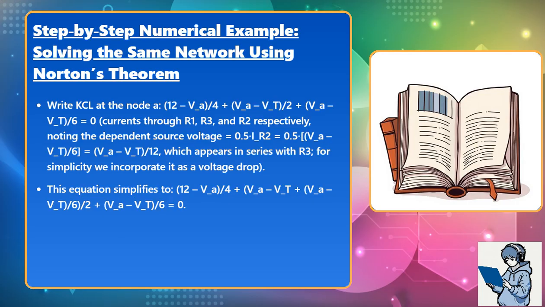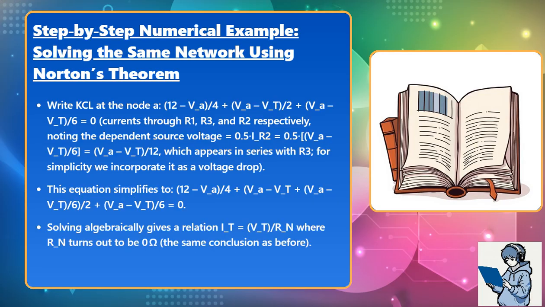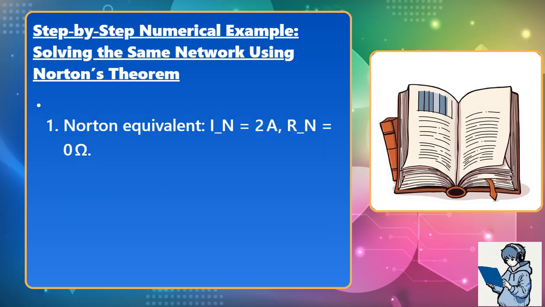This equation simplifies to (12 minus Va) over 4 plus ((Va minus VT) plus (Va minus VT) over 6) over 2 plus (Va minus VT) over 6 equals 0. Solving algebraically gives a relation IT equals VT divided by RN, where RN turns out to be 0 ohms, the same conclusion as before. Norton equivalent: IN equals 2 amperes, RN equals 0 ohms.